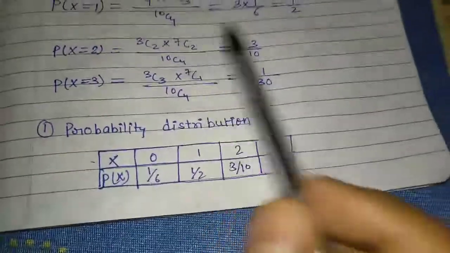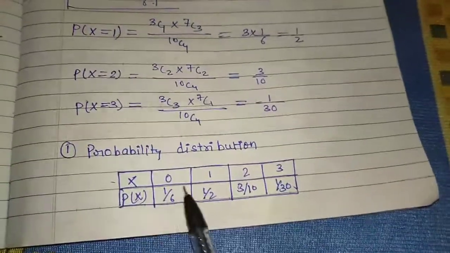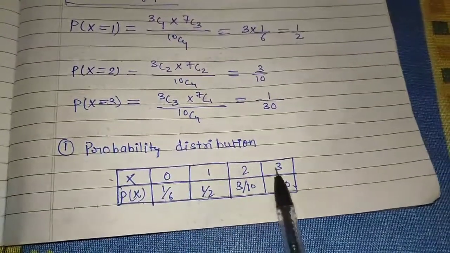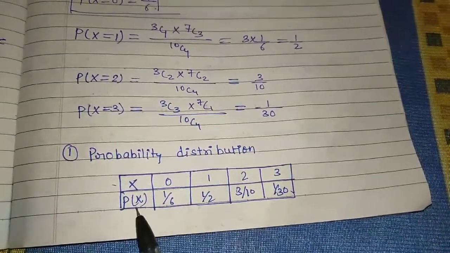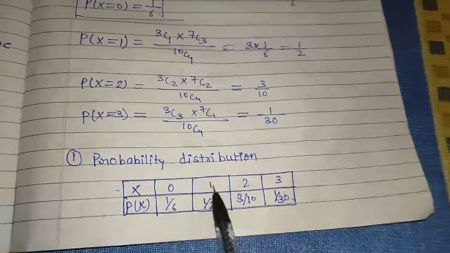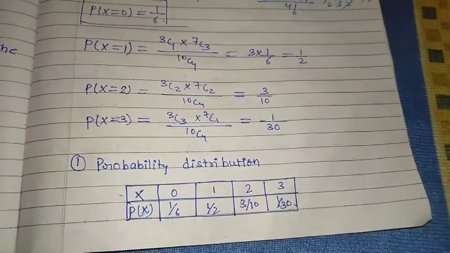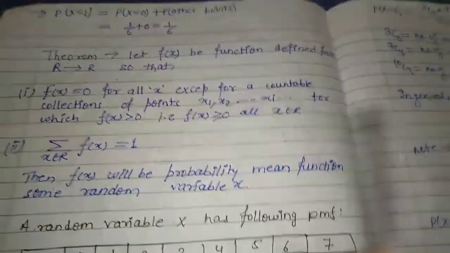Now the probability distribution is x and P(x). Here we write the values of x: 0, 1, 2 and 3. Then we write the probabilities of all the events: at 0 the probability is 1 by 6, at 1 it is 1 by 2, at 2 it is 3 by 10, and at 3 it is 1 by 30.